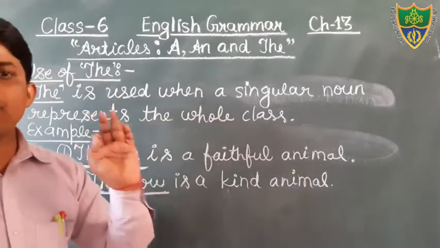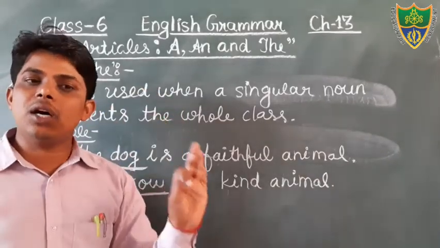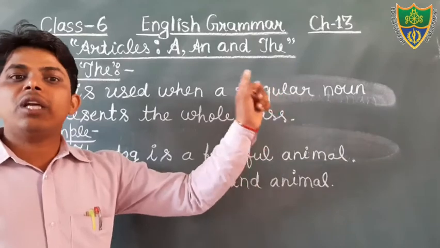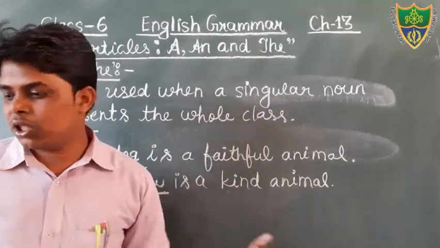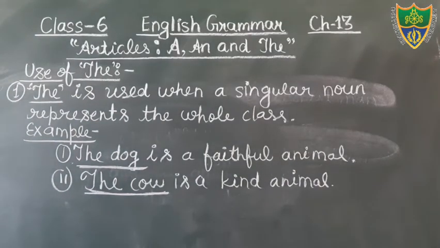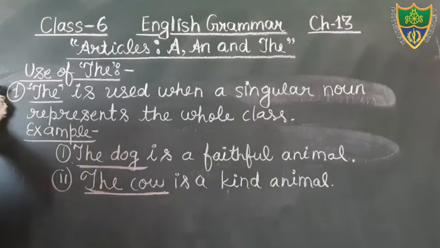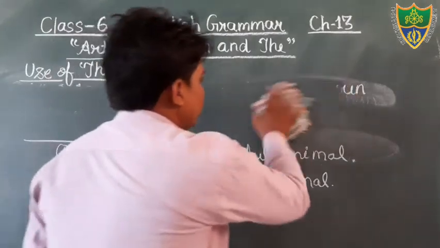Okay students, keep in your mind that we use the article the before the singular noun that denotes the whole class. So just write it down. I hope that you all have understood the first use. We use the article the when a singular noun represents the whole class. Now come to the second use. I am going to erase it. I hope that you all have completed your copy.